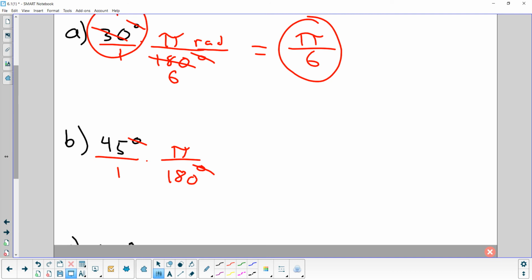And 45 does go into 180 evenly. How many times? Jack? 4. That's a 1. That's a 4. Final answer here will be, Eli, what will it be? Pi over 4. That's it.